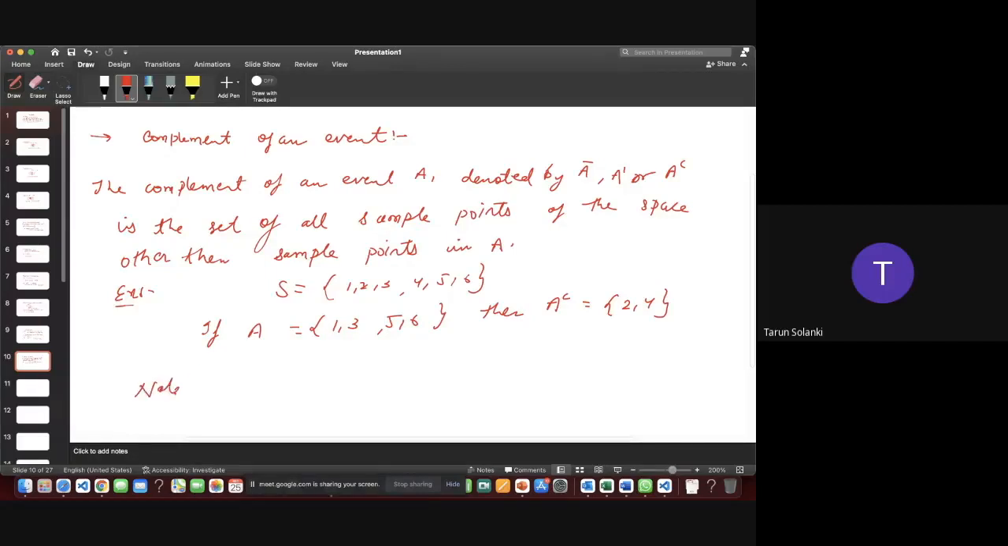So there is one note. A union A^c is S, and A intersection A^c is the null set. Okay, so these two things you need to remember. With this we are winding up the lecture. Next class will start the mathematical definition of probability. Okay, so I hope you are clear on all the terms regarding it.